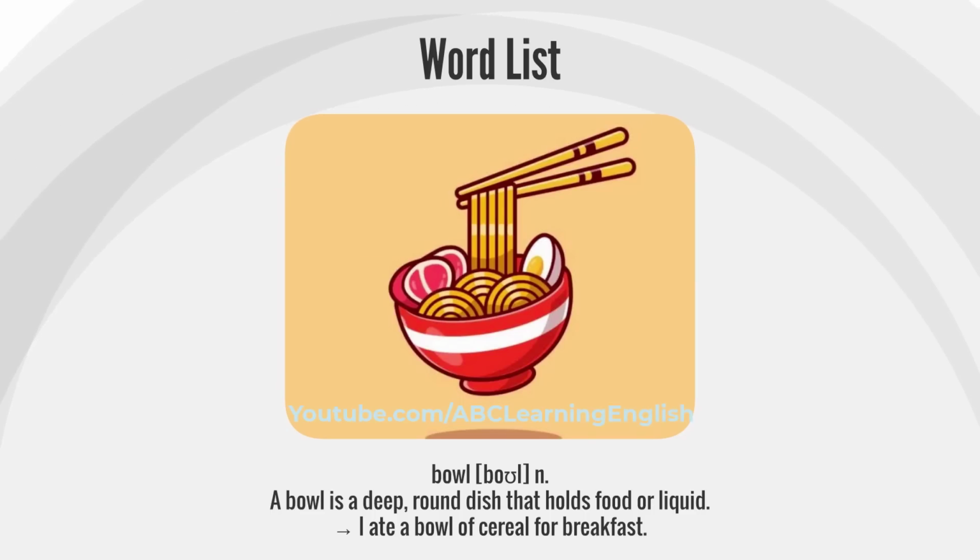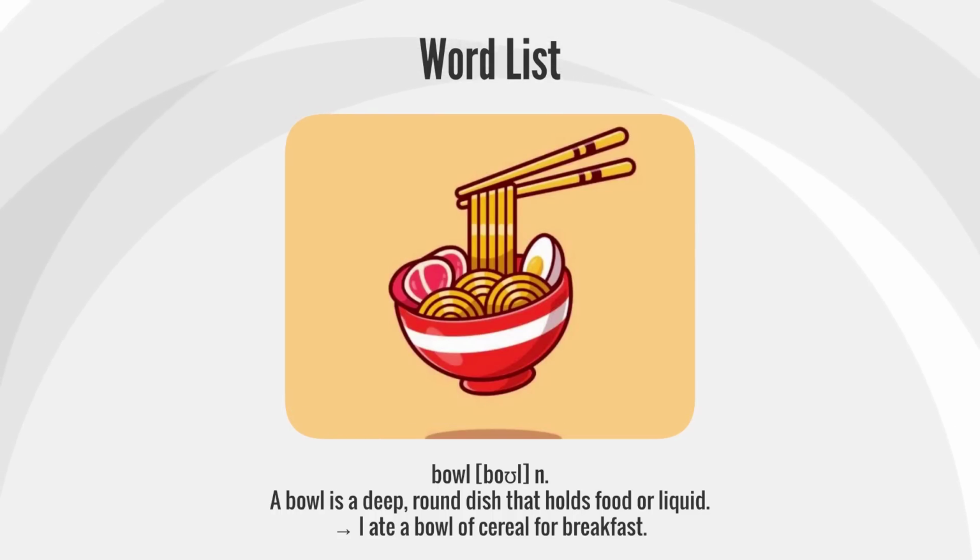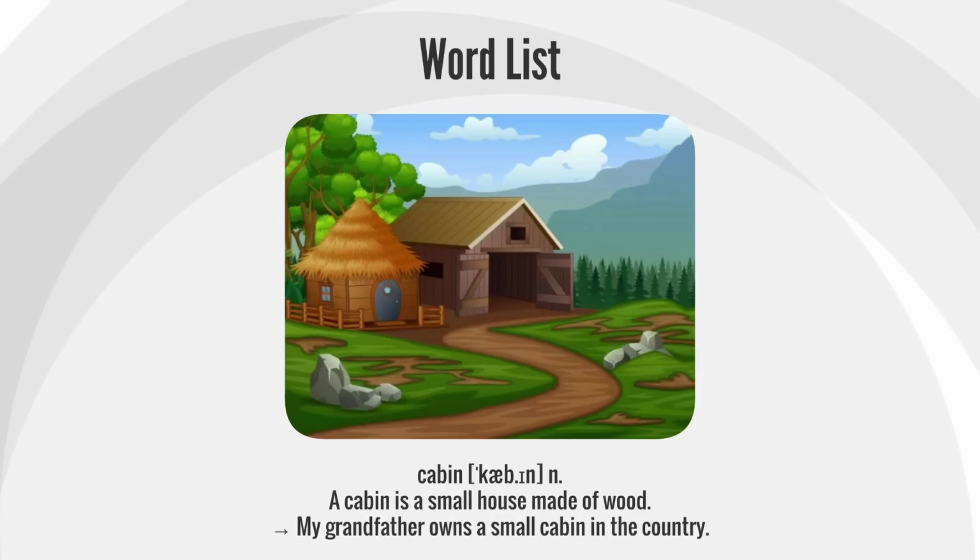Bowl. A bowl is a deep round dish that holds food or liquid. I ate a bowl of cereal for breakfast. Cabin. A cabin is a small house made of wood. My grandfather owns a small cabin in the country.